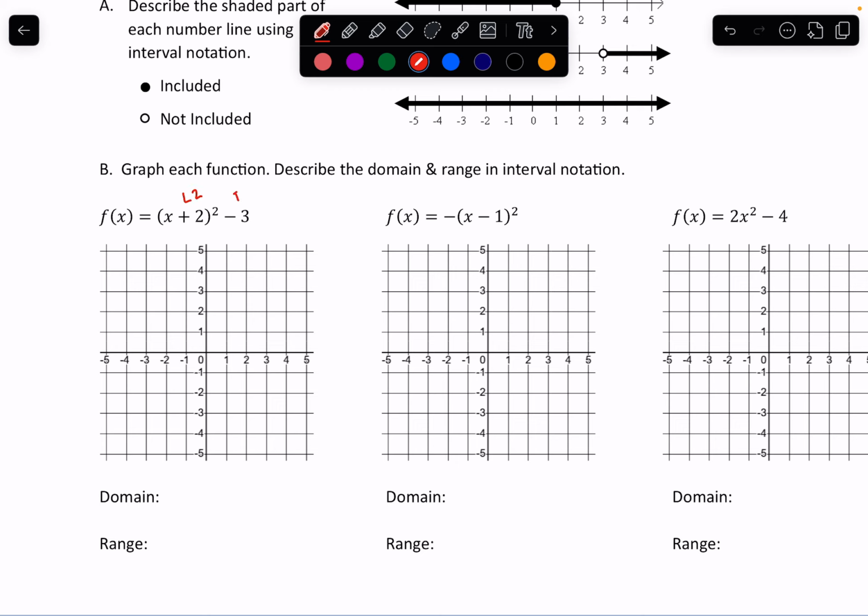This tells me to go down 3. So I'm going to go left 2, down 3, and I'm going to put a dot. That is the bottom of my U. From there, my function is pretty normal.